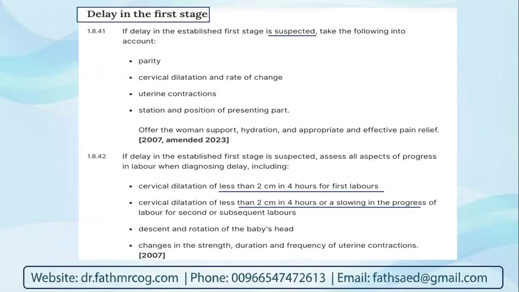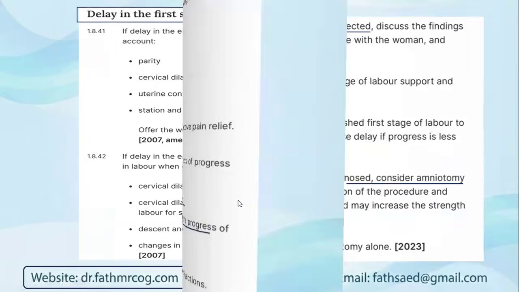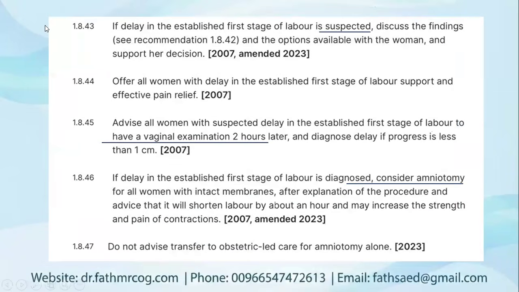Yes, Dr. Sana, here, if you have a suspected delay for the patient nulliparous or the patient for the second time or subsequent labor, that means you have the patient multiparous here and you have the patient nulliparous here. If you have less than 2 centimeters, then you have suspected delay. In suspected delay, here is this one. Let us see.